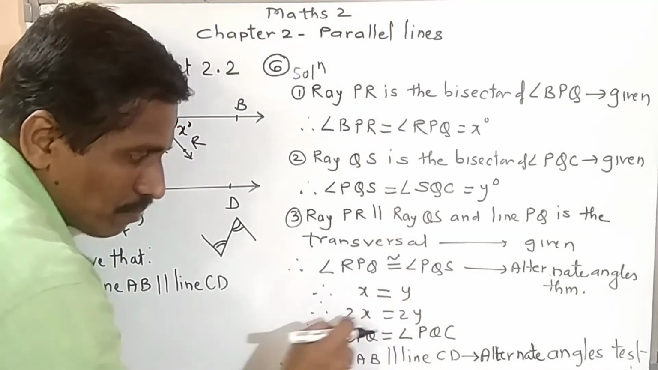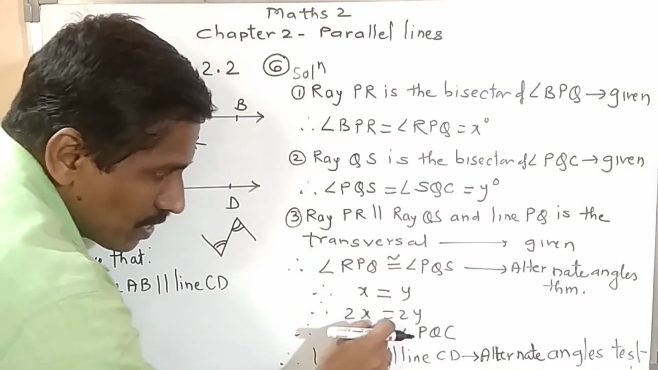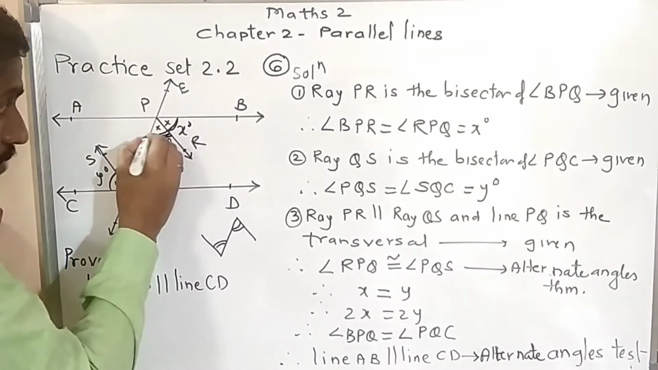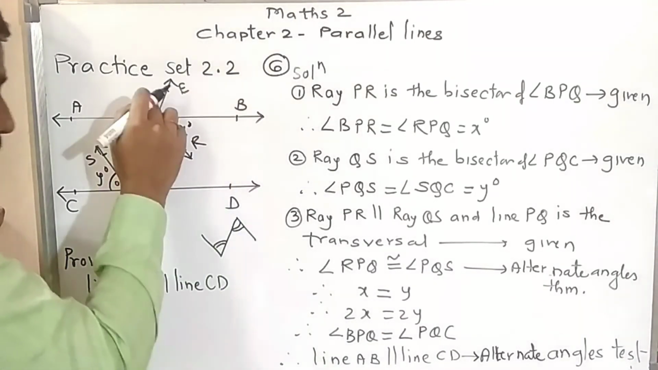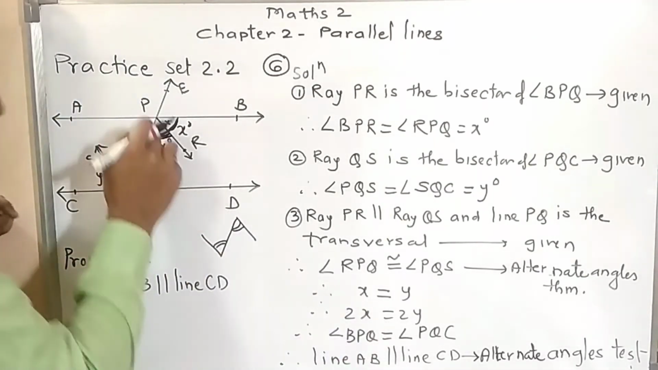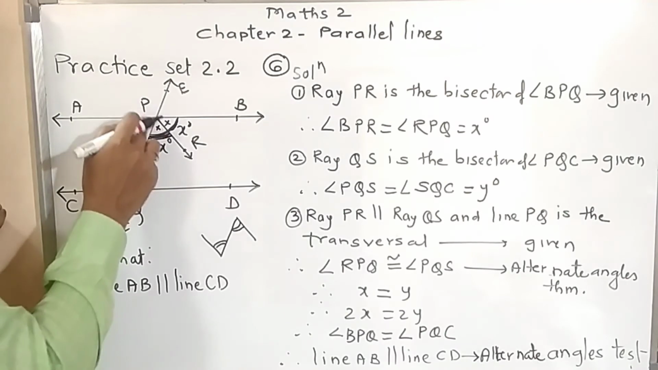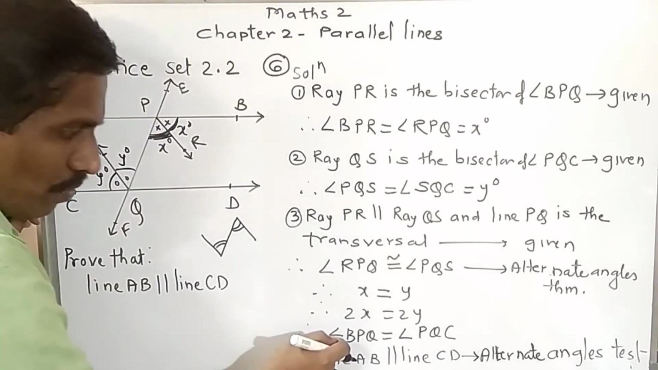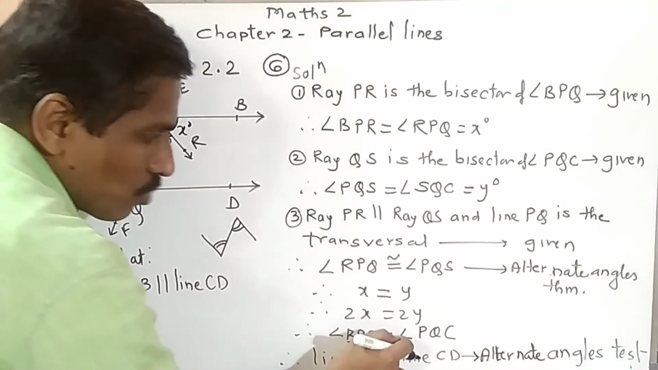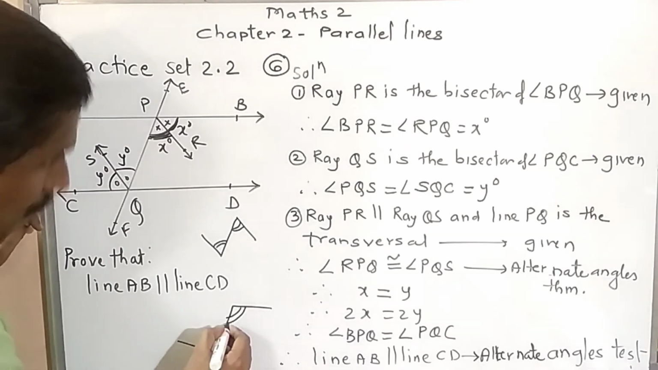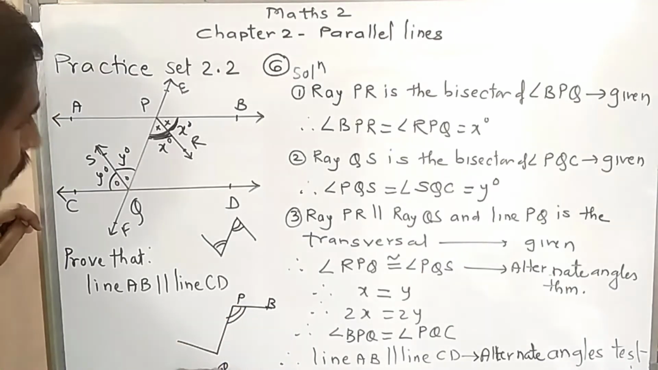Multiplying both sides by 2, what will I get? 2x is equal to 2y. But I know that 2x is the value of angle BPQ, and therefore angle BPQ is equal to 2y. 2y is the measure of angle PQC, and therefore angle BPQ is congruent to angle PQC. This is angle BPQ, this is angle PQC.